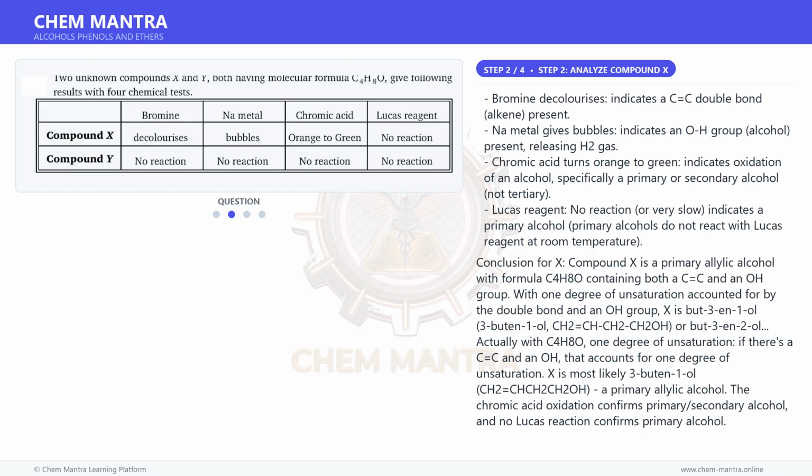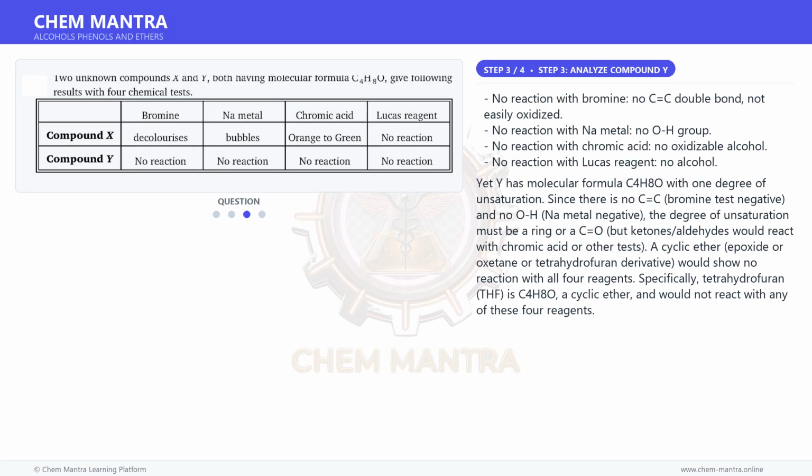Actually, with C4H8O, 1 degree of unsaturation, if there's a C=C and an O, that accounts for 1 degree of unsaturation. X is most likely 3-buten-1-ol, CH2=CH-CH2-CH2OH, a primary allylic alcohol. The chromic acid oxidation confirms a primary or secondary alcohol, and no Lucas reaction confirms a primary alcohol. Moving on to the next step.